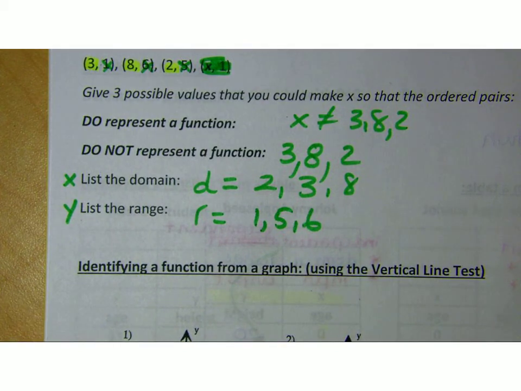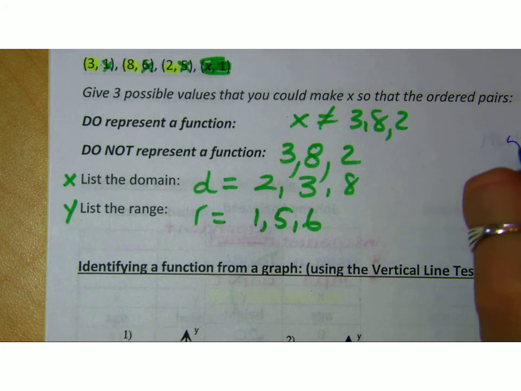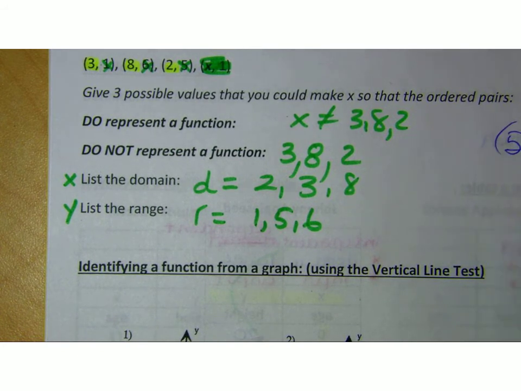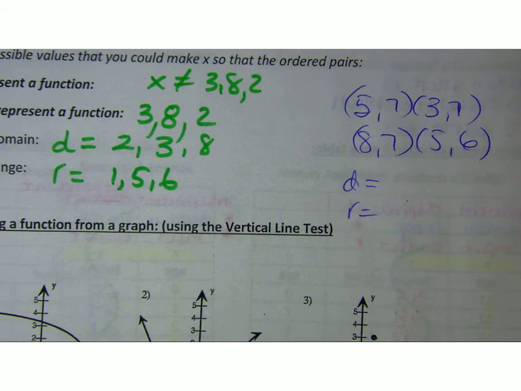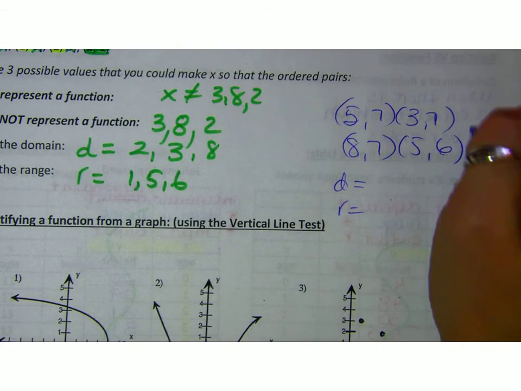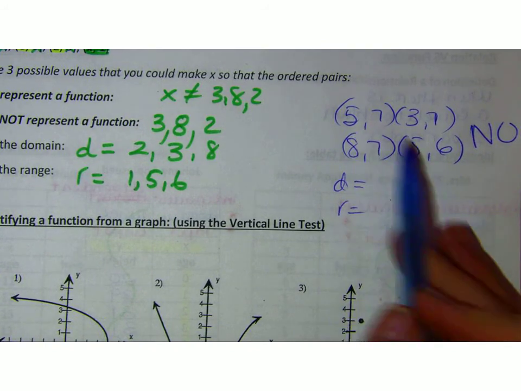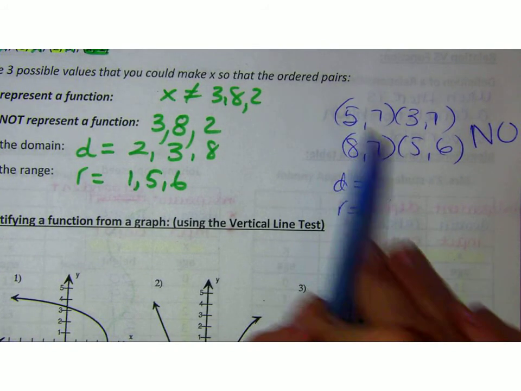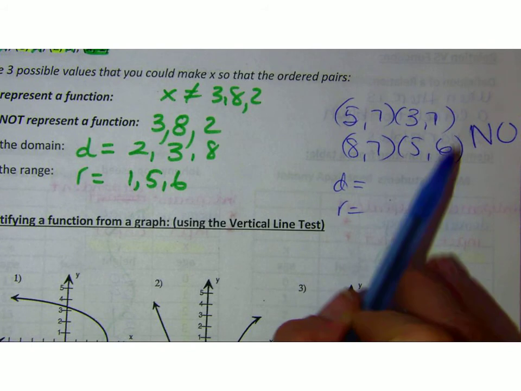Now, be careful, because if I were to say to you (5, 7), (3, 7), (8, 7), and (5, 6). What's the domain? What's the range? Is it a function, yes or no? No. Why is it not a function? Because there's 2 repeating x values. Because each input is paired with more than one output. What's the domain? 5, 3, and 8.